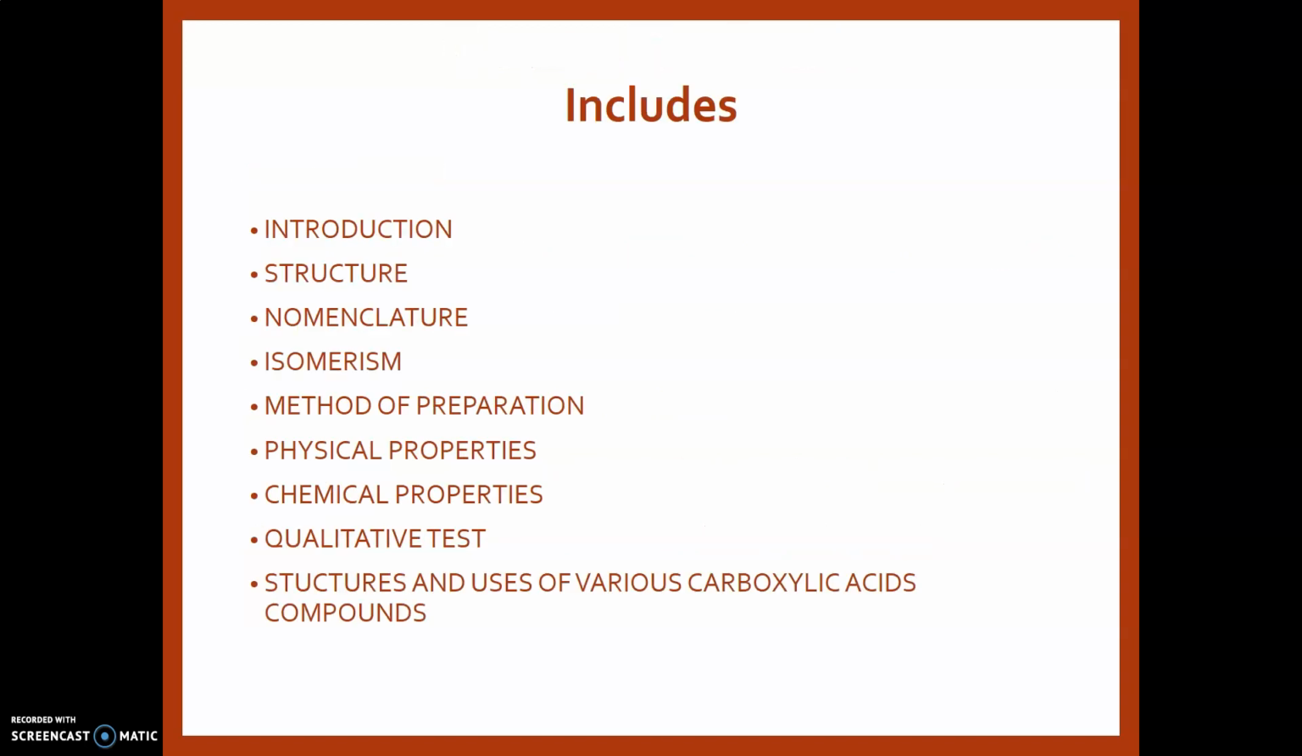Then let us consider what is included in this presentation. It includes introduction, structure, nomenclature, isomerism of carboxylic compounds, along with methods of preparation, physical properties, and chemical properties concerned with these carboxylic acid compounds, and qualitative tests for the identification of carboxylic acid, then the structure and uses of the various carboxylic acid compounds described earlier.